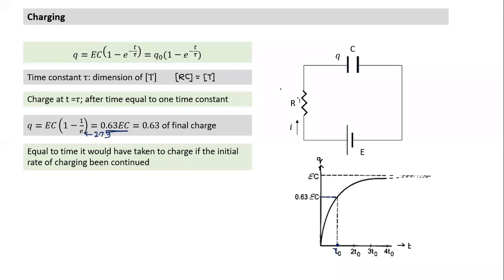Another way to understand it is that it equals the time it would have taken to charge fully if the initial rate of charging was continued. Let's understand what this means. What is the initial rate of charging? You all recall, the initial rate of charging is what? The initial current I is equal to how much?